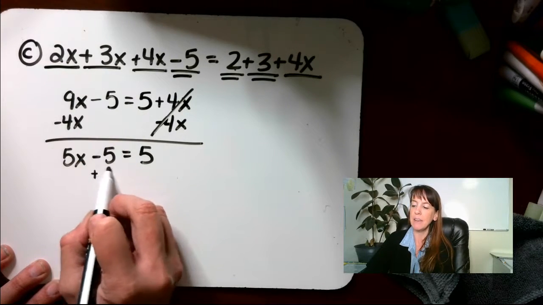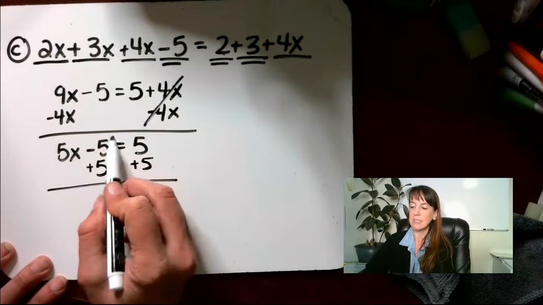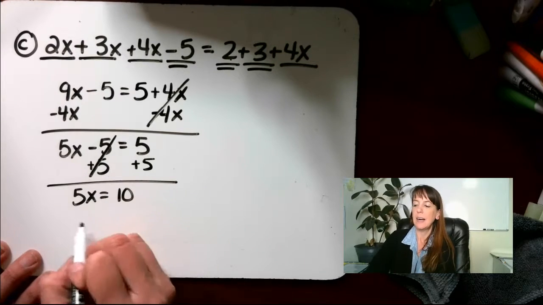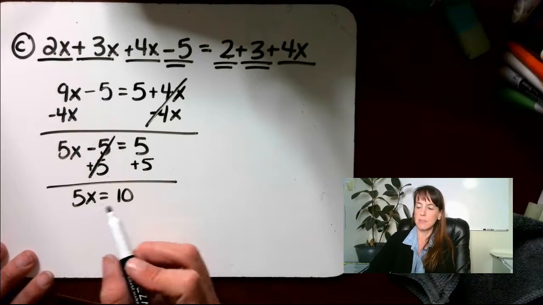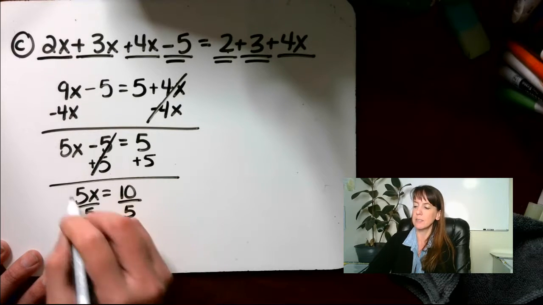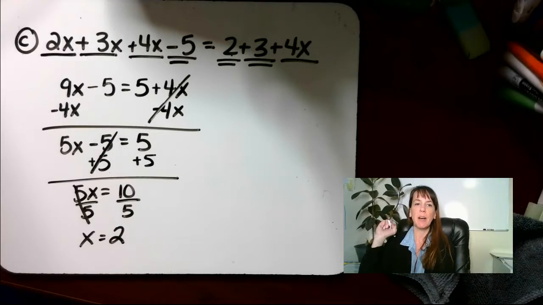I'm going to add 5 this time to both sides. These guys cancel out. What I have is 5x equals 10. 5 times x, the opposite of times is divide. So I'm going to divide both sides. X equals 2. 10 divided by 5 is 2.